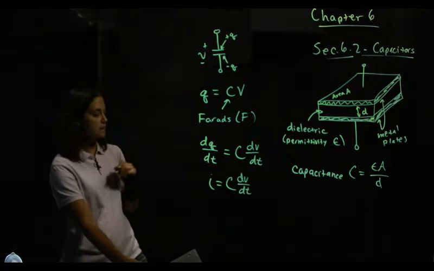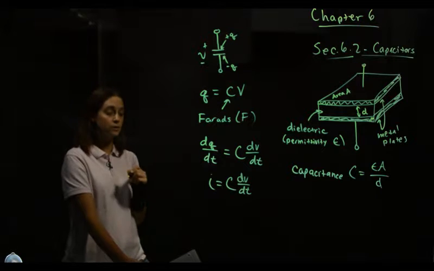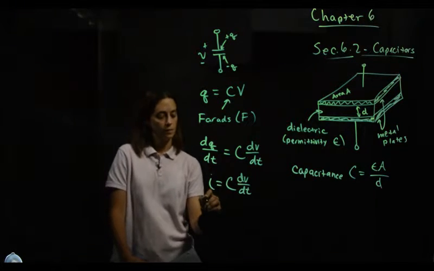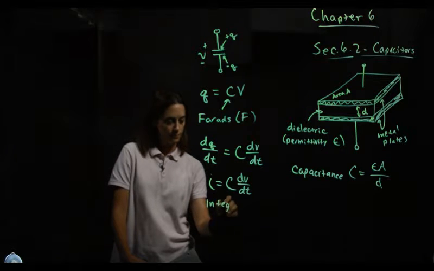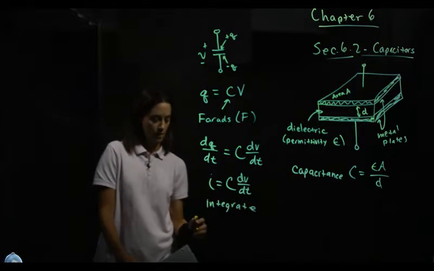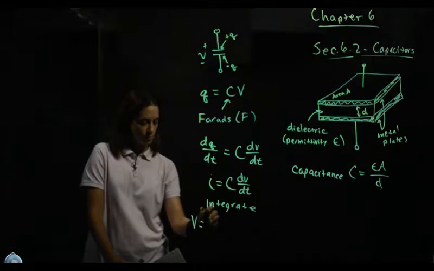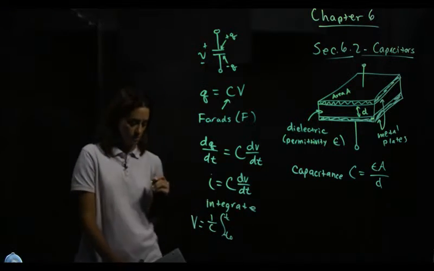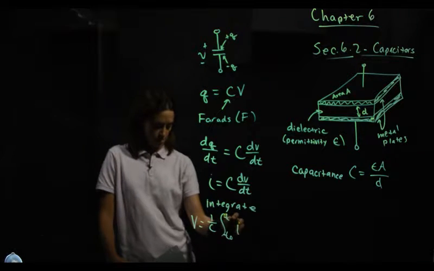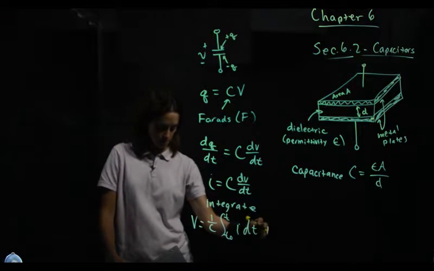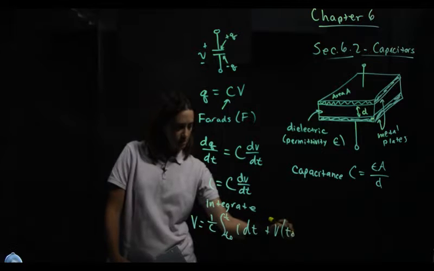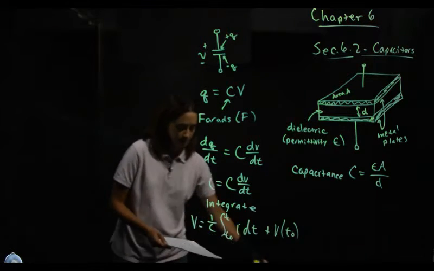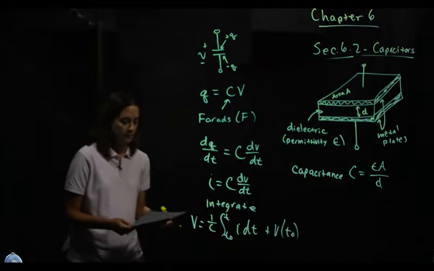Now, what if we integrate both sides? Well, that's going to give us the voltage. So, integrate. And we get V equals 1 over C integral from some time t0 to t of i dt plus V of t0. So we're going to use that later on in the chapter.